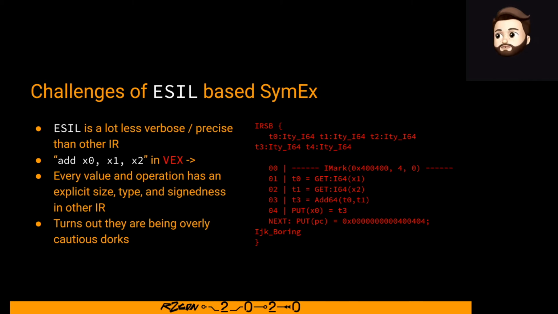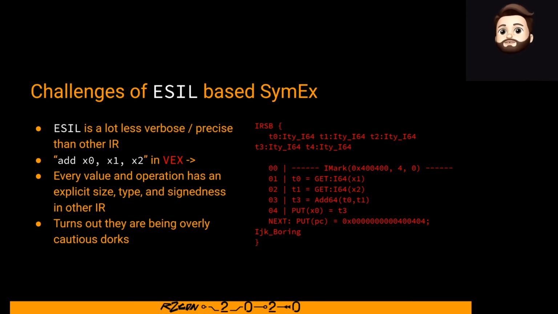So, challenges of ESIL-based symbolic execution. The most obvious is that ESIL is a lot less verbose and precise than other intermediate representations. On the right here, we actually see the VEX representation of add x0, x1, x2. VEX is another IR, and it's the one that angr uses to do its lifting, and it's the actual expressions that angr symbolically executes through the VEX engine.